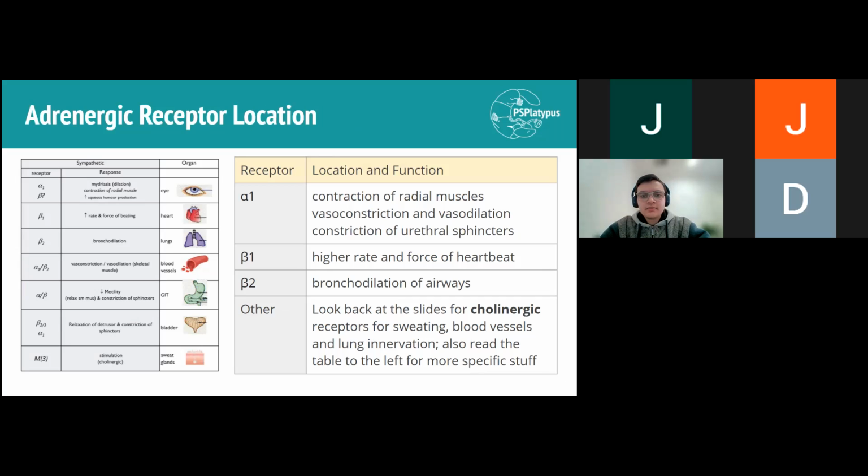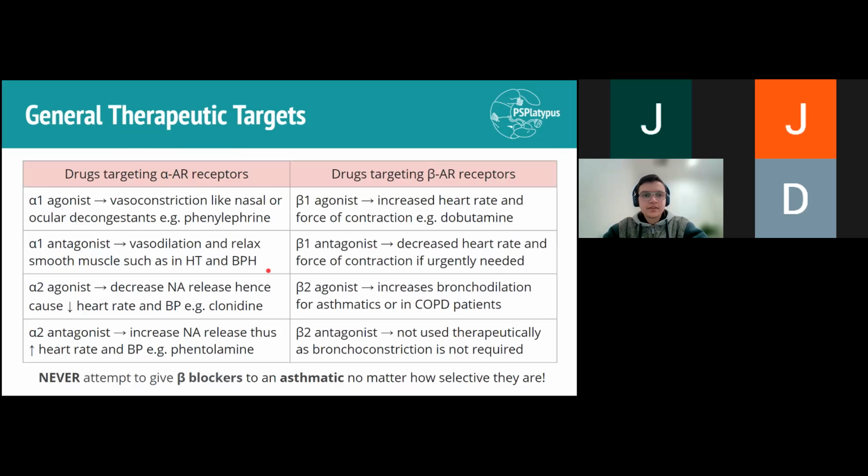Beta 1 is going to be, as I said, 1 heart, so higher rate and force of heartbeat, and beta 2 is going to be your 2 airways or your 2 lungs, so it's going to cause bronchodilation. And as I said, for some of the exceptions, look back on the slide that I made for cholinergic receptors, so things like sweating, blood vessels, lung innervation. And then if you want more specific stuff, really sit down and understand each of these effects, because you may get something like this come up in an exam.